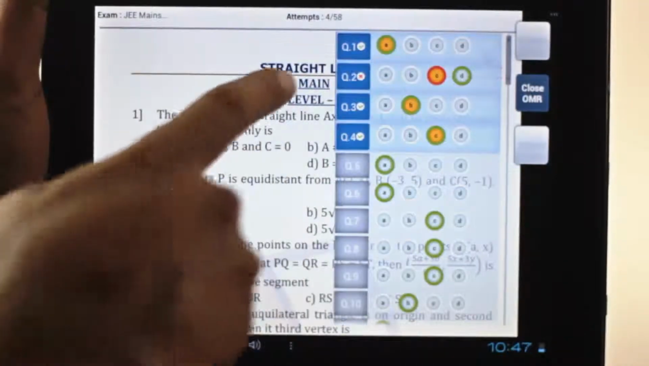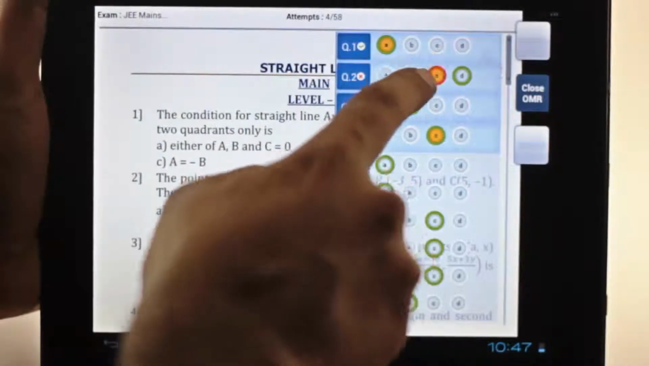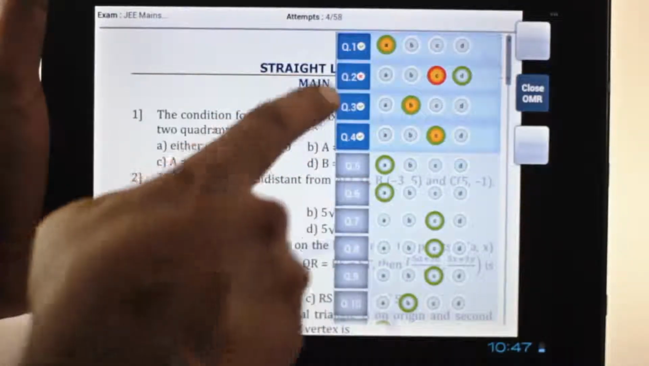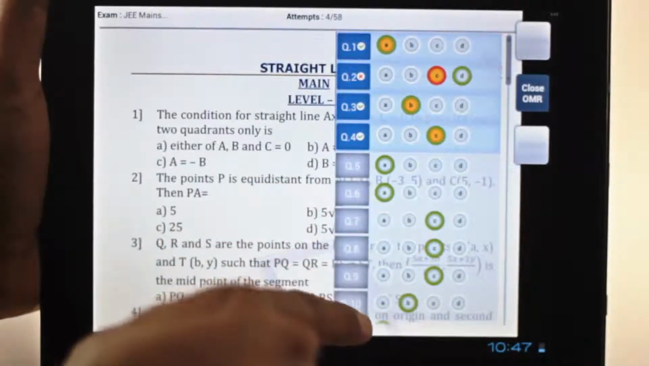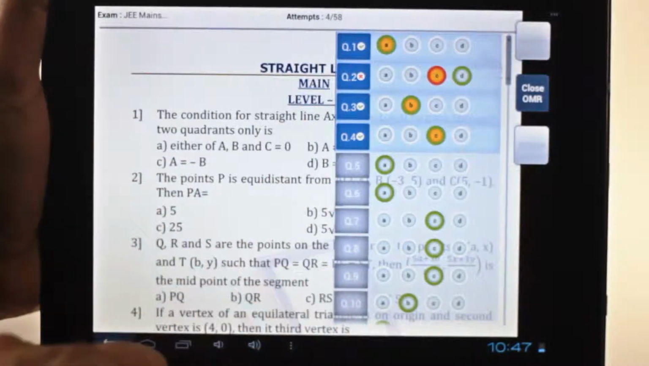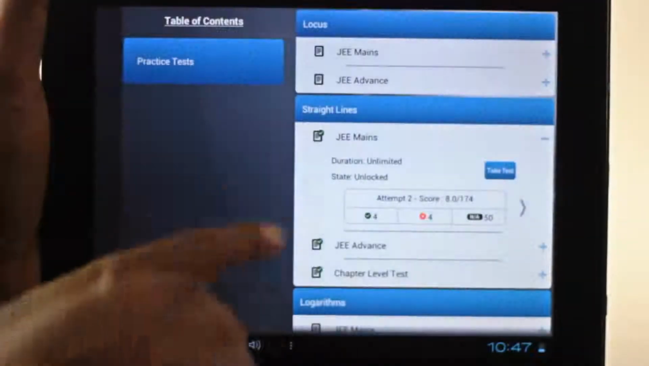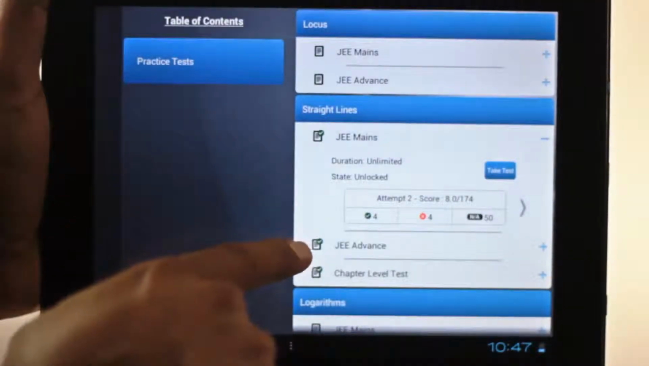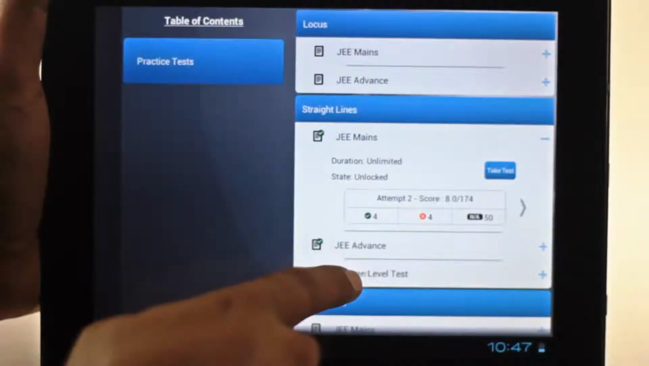So when I review the test, I click OMR here. You can see if I get a correct answer, it's green. If it is red, that shows that I got it wrong. So I have not attempted here. You can see all greens for the right answers. So you can check how you are performing across various chapters. Let me take you back. Very similar to what you did in JEE Mains test, you have JEE Advanced. Here is another interesting thing: chapter level test. You want to test yourself on how you are doing on the chapter.